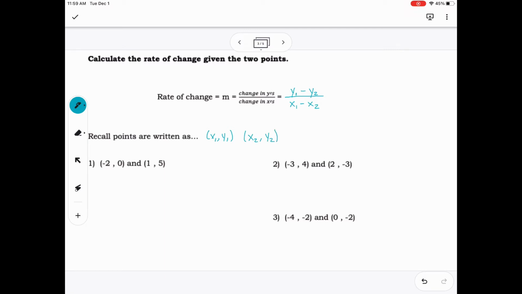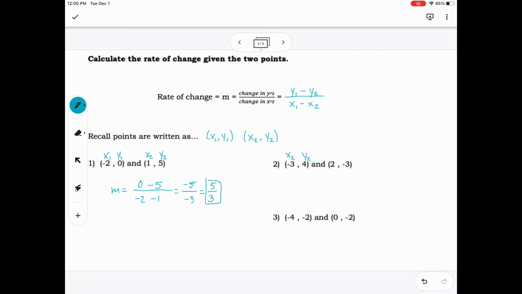Now it doesn't matter which points you denote as x1, y1, and x2, y2, just as long as you denote them consistently. So like for number 1, I denote the first one as x1, y1, so I put the y's on the top in the same order, so 0 minus 5 divided by negative 2 minus 1, and so that gets me negative 5 over negative 3, and the negatives cancel each other out, leaving me with 5/3. So that would be my slope or my rate of change.